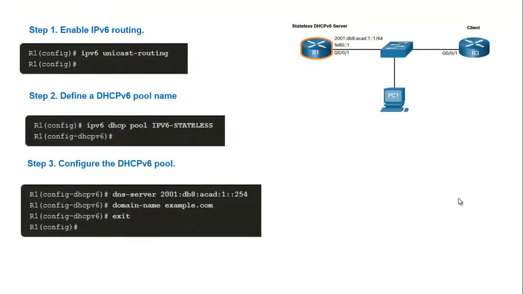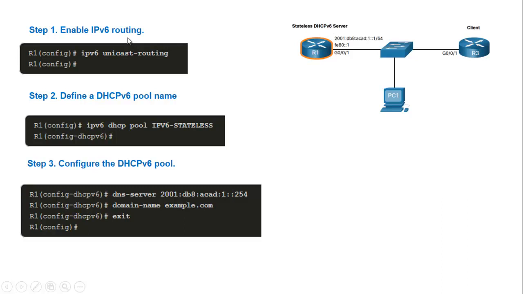So let's look at how this is done. This is the topology we are using. We have 2 routers here. Router 1 is the server, router 3 is the client, and we have a PC here. For now, we are going to configure router 1 to be a stateless DHCP version 6 server.